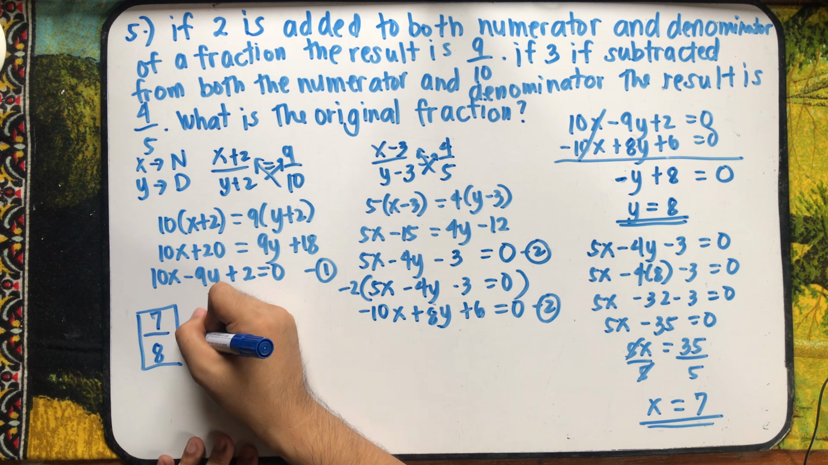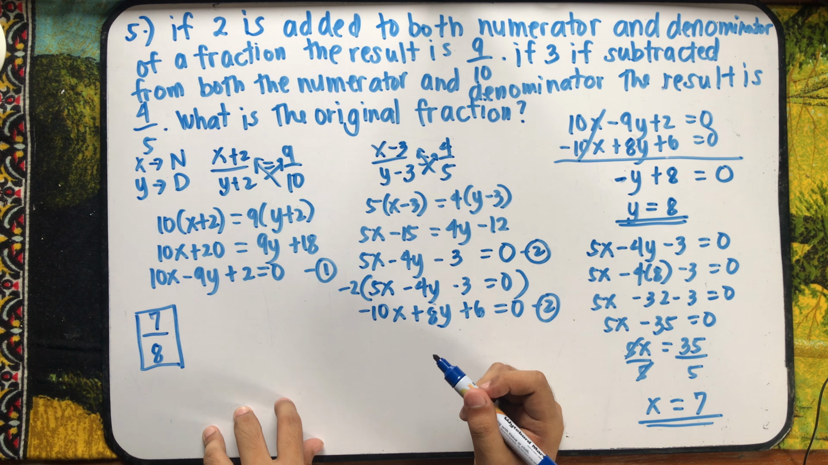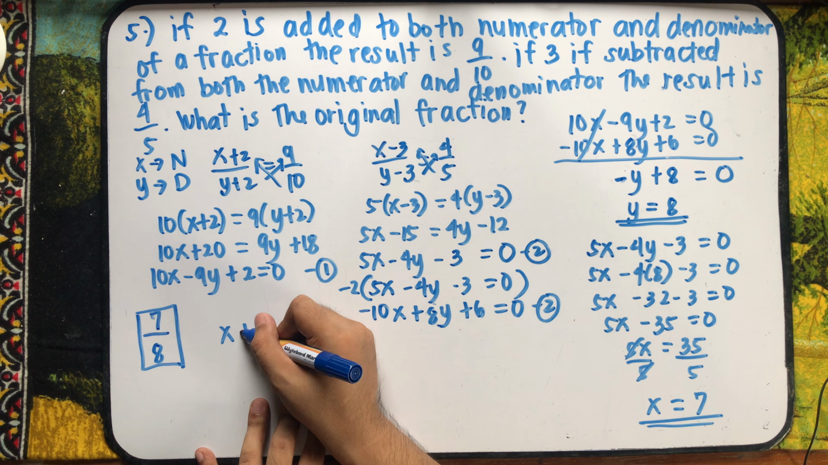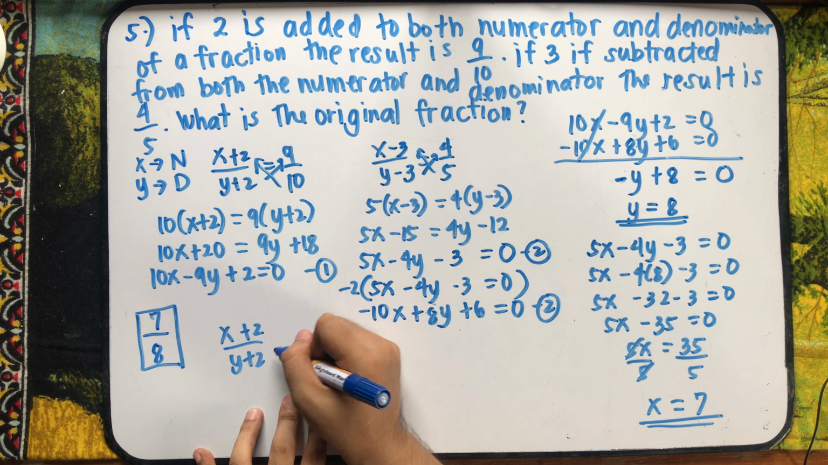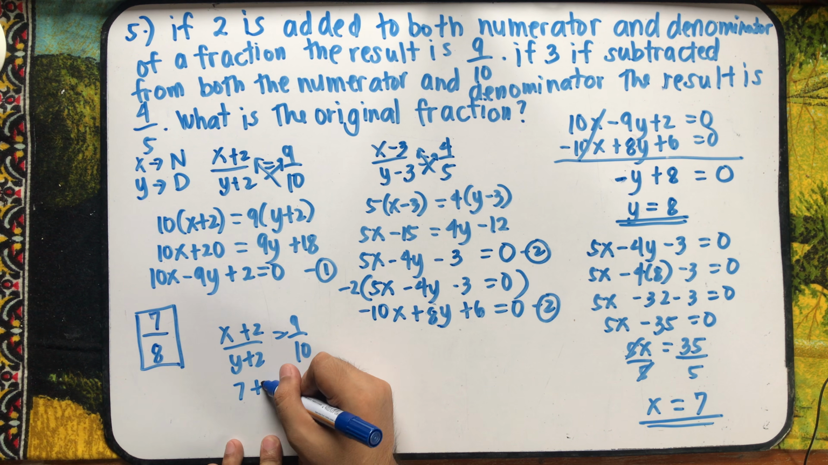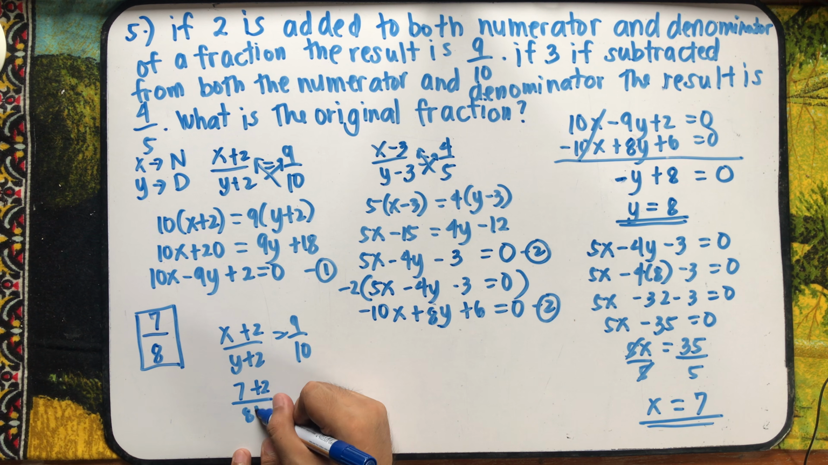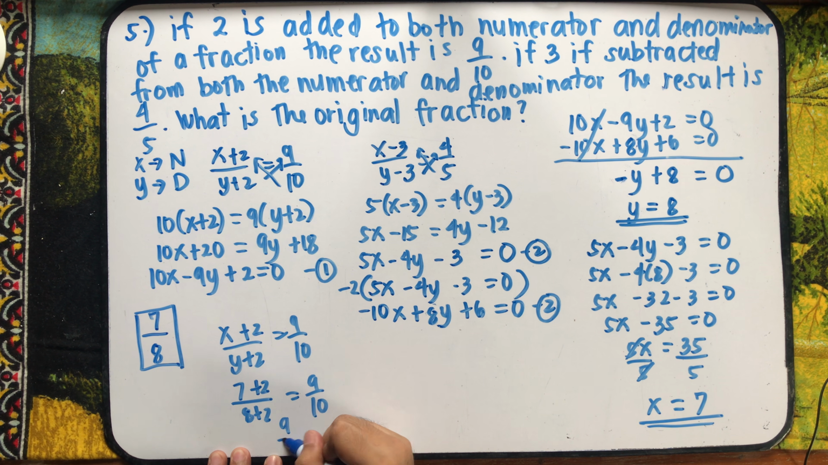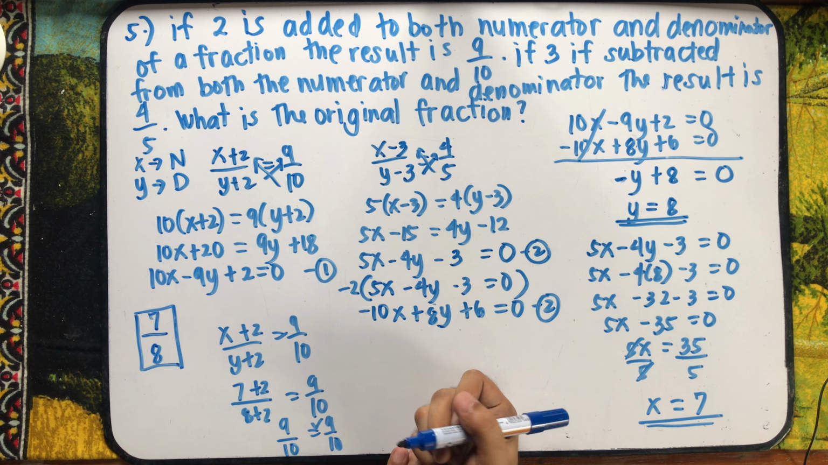So let us try to check if 7 over 8 is really correct. In this case, we have the first condition, (x plus 2)/(y plus 2) is equal to 9 over 10. Therefore 7 plus 2 over 8 plus 2, is that equal to 9 over 10? 7 plus 2 is 9. 8 plus 2 is 10. Therefore, 9 over 10 is equal to 9 over 10.